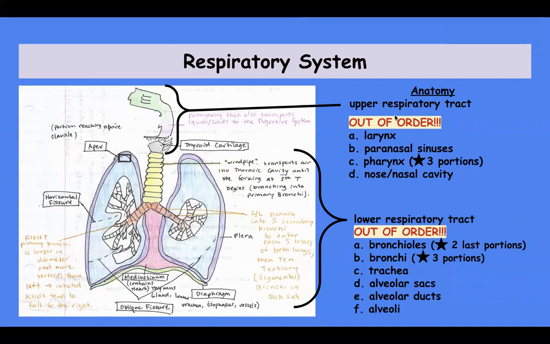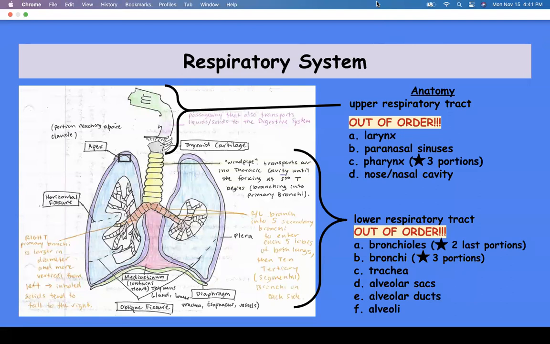I'll give you guys a few minutes to do this. Feel free to unmute, put it in the chat, talk amongst yourselves, and then we will go over the answers together and talk about essentially the pathway of air through the respiratory system. Give you guys a few minutes. Feel free to unmute, put it in the chat. You can chat publicly, or you can direct message me if you would like.